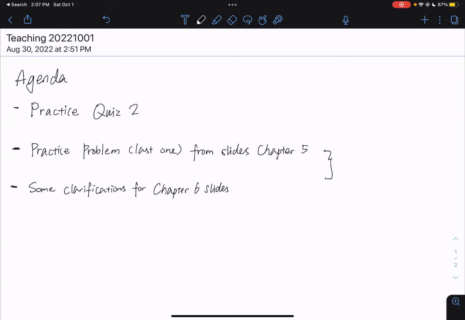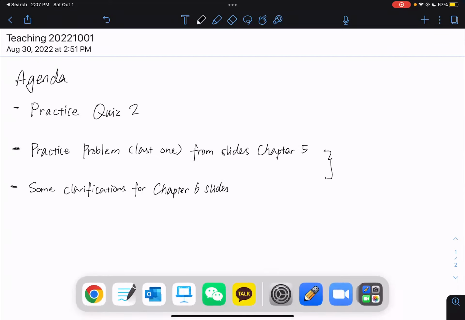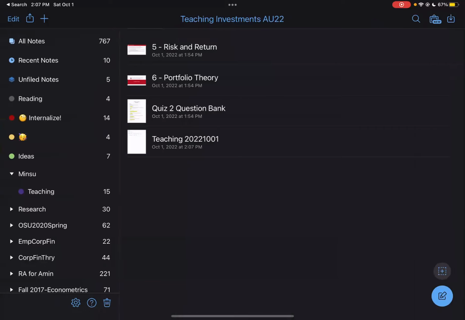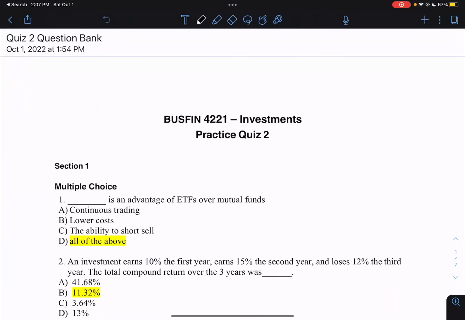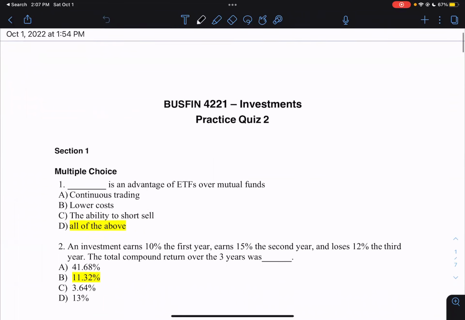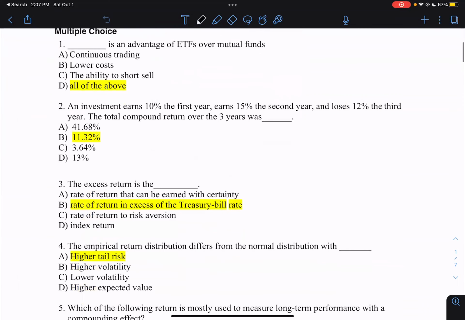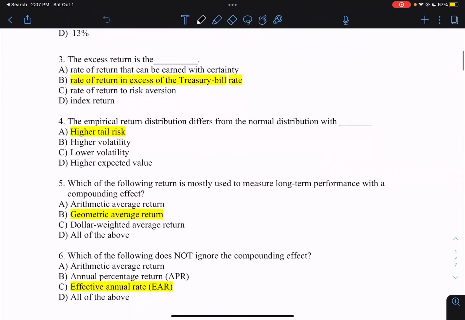Let's get started. So let's first do the practice quiz 2, okay? Okay, so the first question that I want to talk about is question 4.